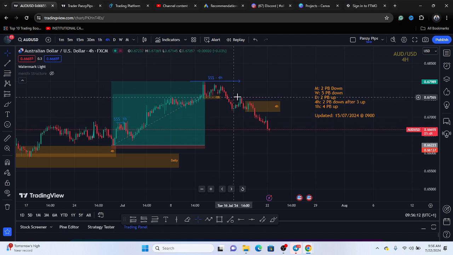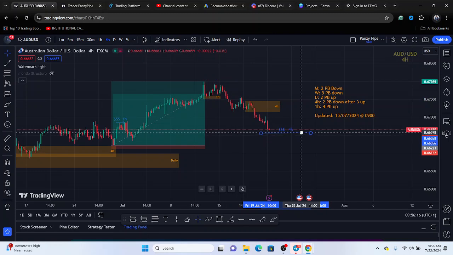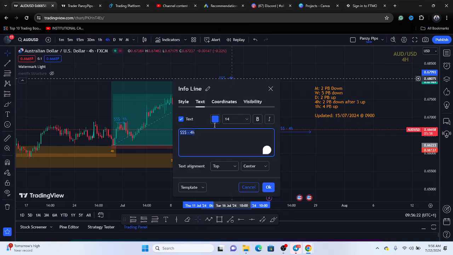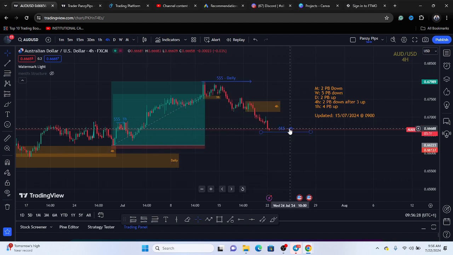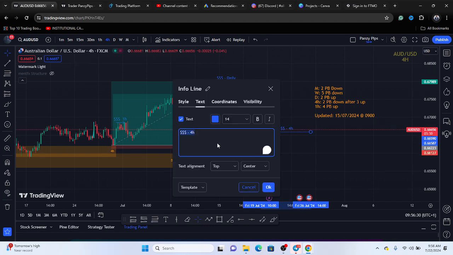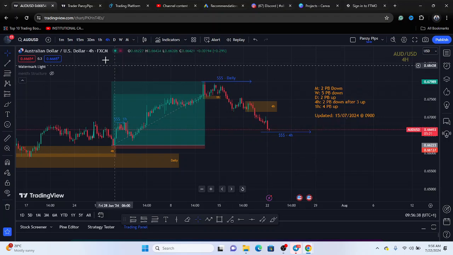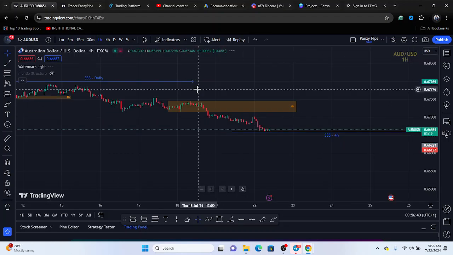Okay, all right, so let's see. Our 4-hour target is now here. Our daily target is still here. This will now be daily. And this is 4-hour. 4-hour bottom. All right, so let's look for where the 1 hour is going.